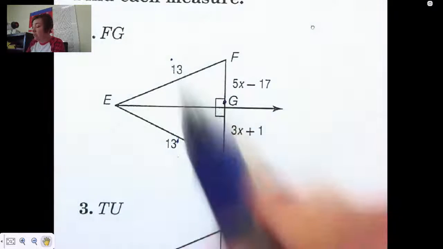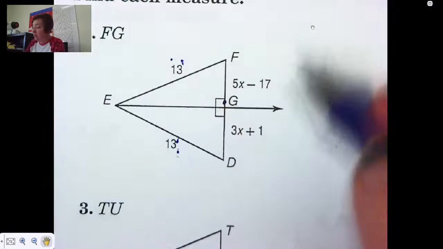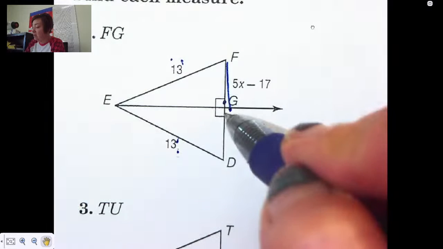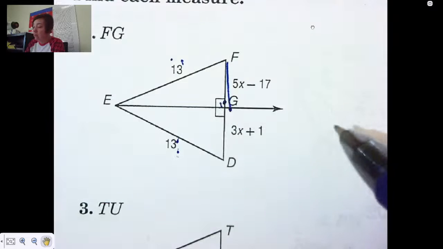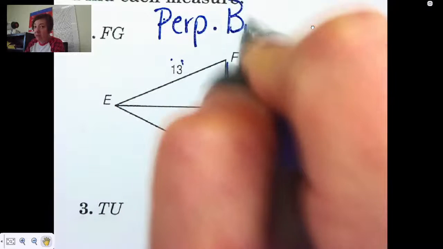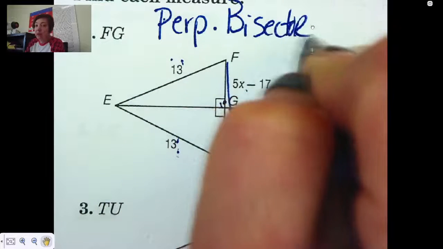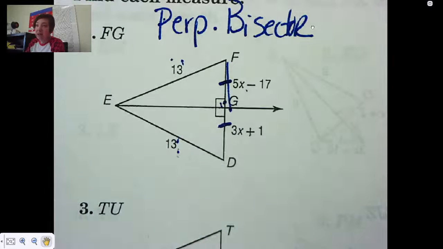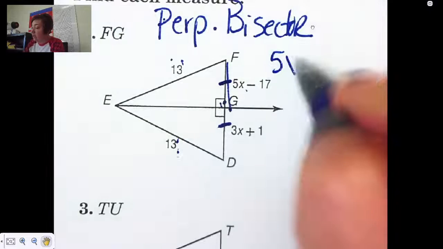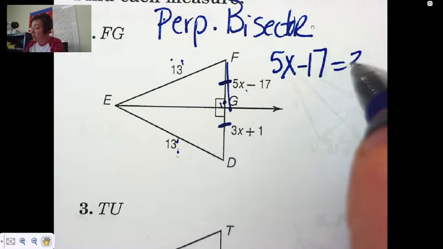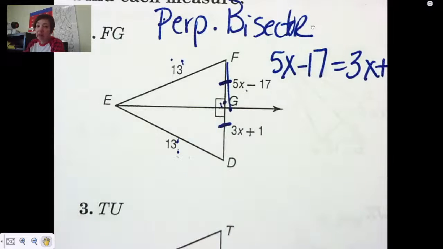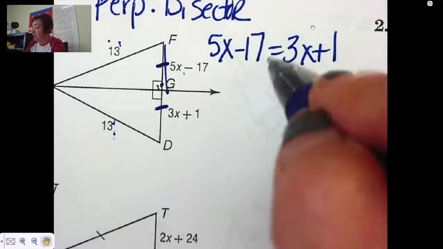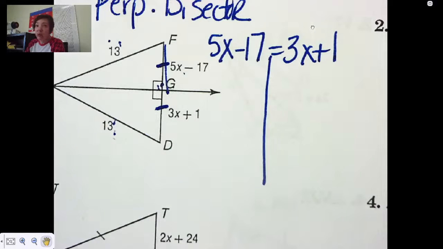Because if these two sides are congruent right here, that means that this is the same distance from this 90-degree angle. So if these are congruent, this is a perpendicular bisector, right? And if it's a perpendicular bisector, that means this side is congruent to this side. Which means we can set up a little equation where 5x minus 17 equals 3x plus 1. And if we can set up an equation, we can solve it. So what do we do to solve that equation?